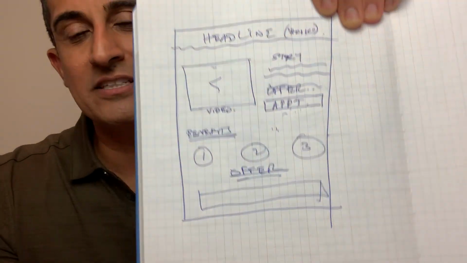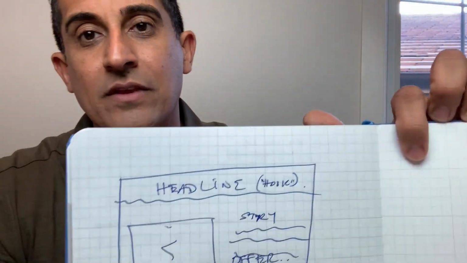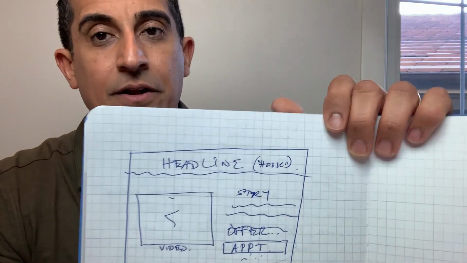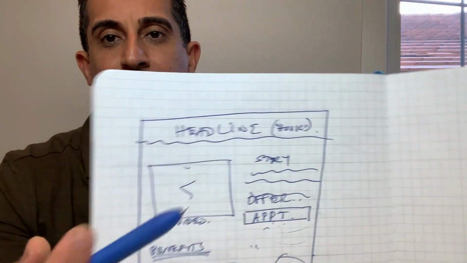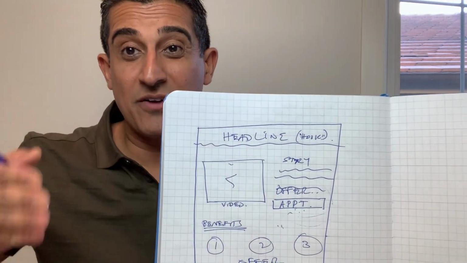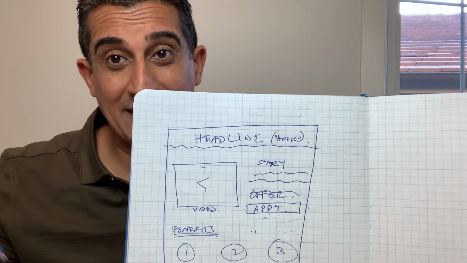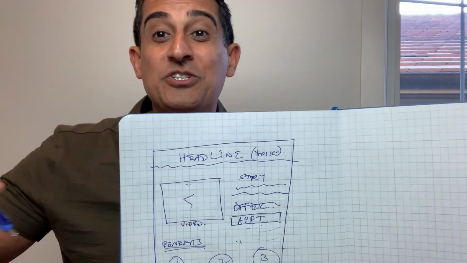So on the top, this may be reversed for you here. On the top, right here, you've got essentially your headline, okay? Here's your headline, which is your hook, which is, hey, are you suffering from this? Or do you hate getting food caught in your dentures?